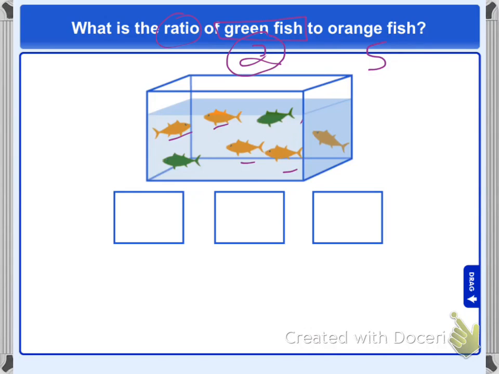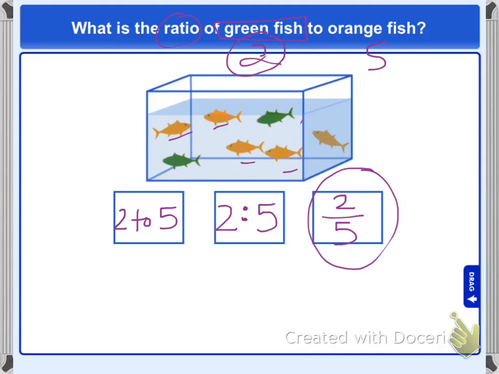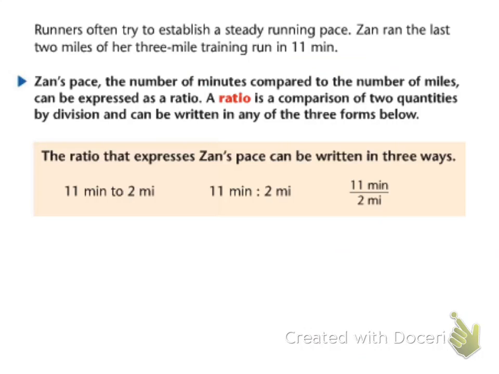Okay, back to our ratios. Here's the first way you could write it, with the word to. So your ratio is 2 to 5. Second way, using a colon. Third way, making a fraction. Those are the three different ways you can write a ratio. The one we are probably going to use the most will be the fraction. And when you think about a fraction, it's also like a division sign. So that's why we use that method more.